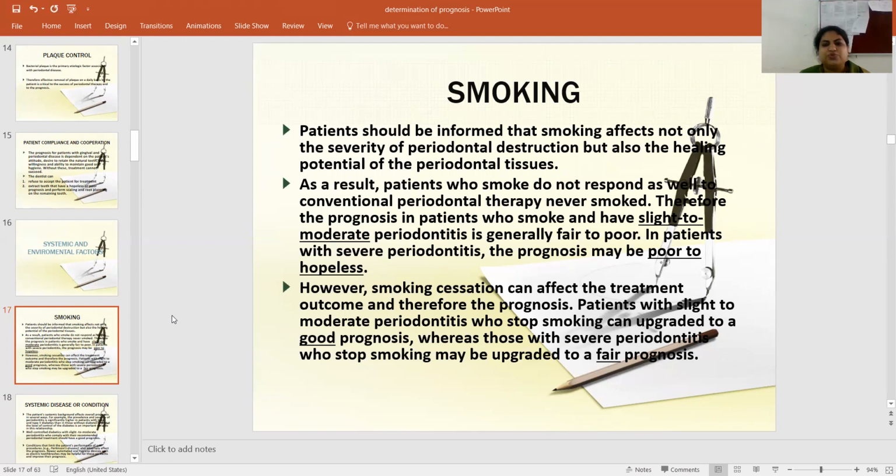As a result, patients who don't smoke respond well to conventional periodontal therapy, and in those who smoke, conventional periodontal therapy is not responding. Therefore, the prognosis in a patient who smokes and has slight to moderate periodontitis is generally fair to poor. And in a patient with severe periodontitis, the prognosis may be poor to hopeless. See, there should be a downward shift of the prognosis. Like if we consider a patient for a fair prognosis, but the patient smokes, ultimately it is a poor prognosis.